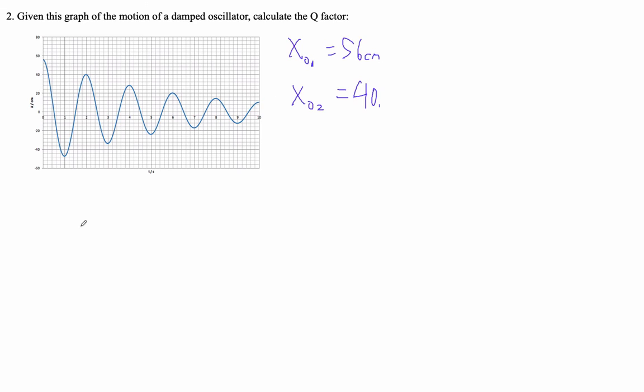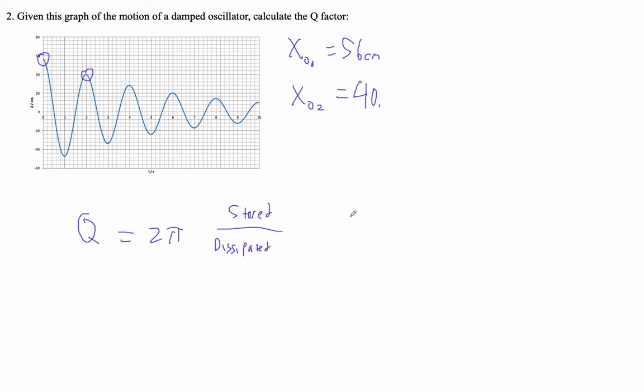Okay, and then what we're going to use is Q is 2 pi times energy stored over dissipated in one cycle. Okay, how much is stored in the first cycle over how much is dissipated. And what we do is we use these little points right there. Okay, so the initial one is 56. After one cycle, we're at 40, right?